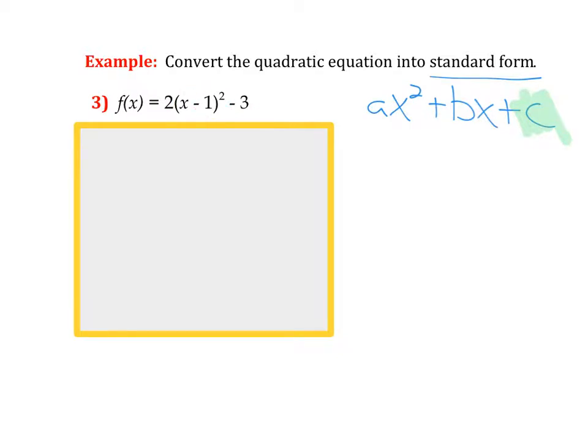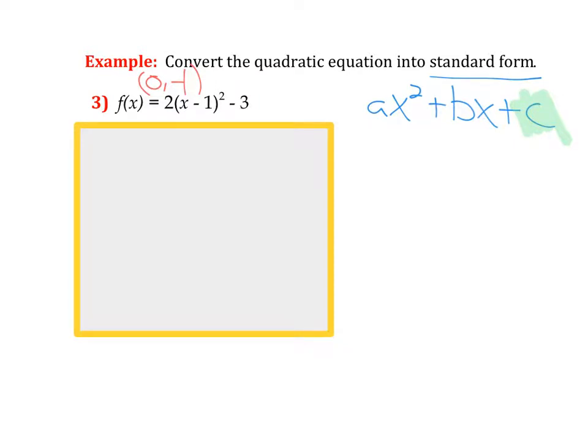Now, one thing I could do right now to give myself a little double check at the end is I could find the y-intercept of this function right now. It's not going to be as easy as standard form, but I could do it just by plugging in 0 for x, because the y-intercept always has an x value of 0. So 0 minus 1 is negative 1. Square that is positive 1. So 2 times 1 is 2 minus 3. I'm getting negative 1. So unless I just made a goof, my final answer should have negative 1 as my c value. All right, so let's make this pretty.